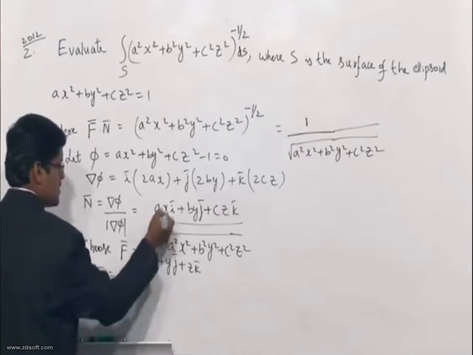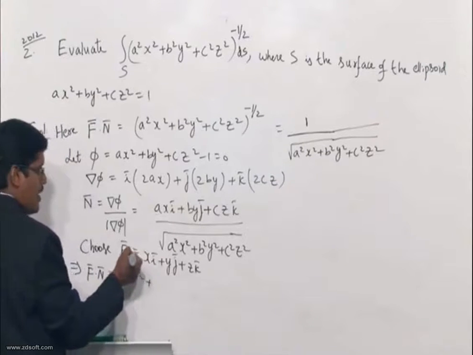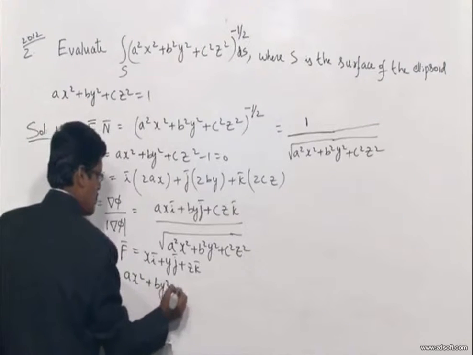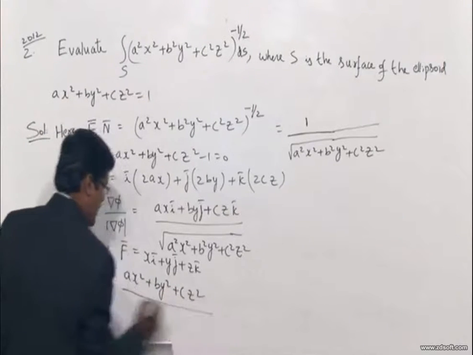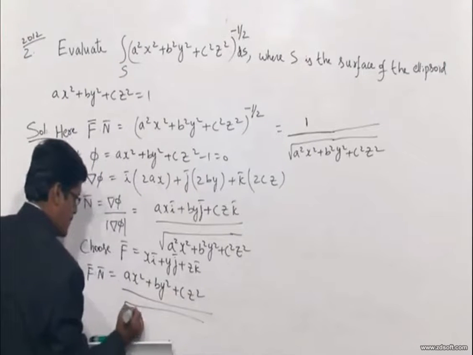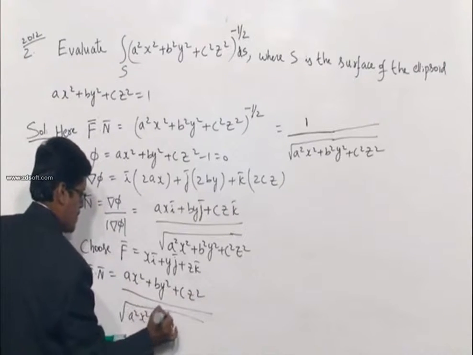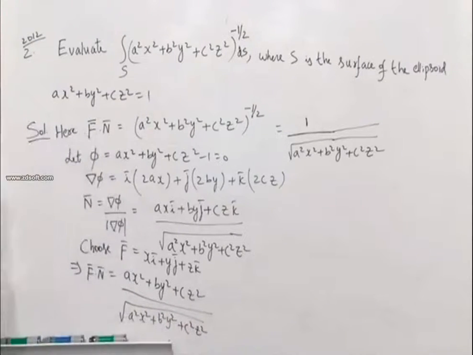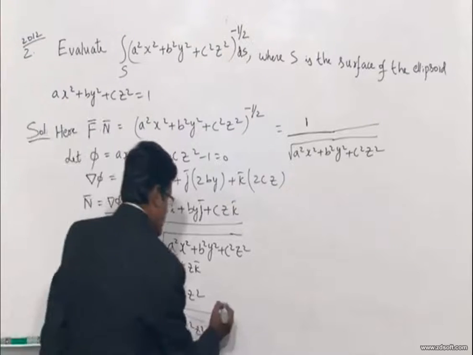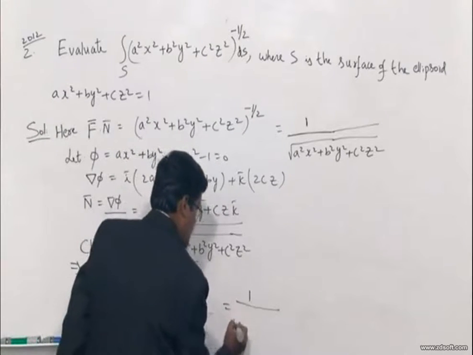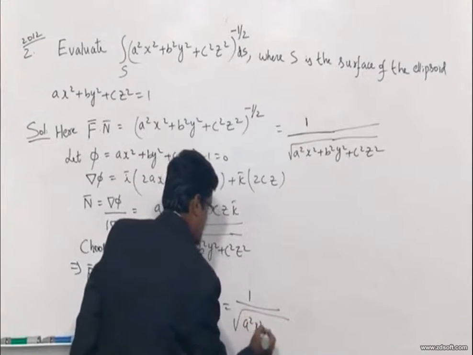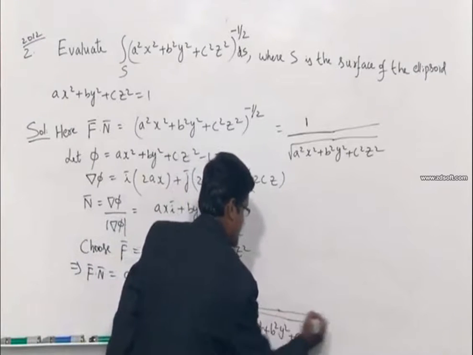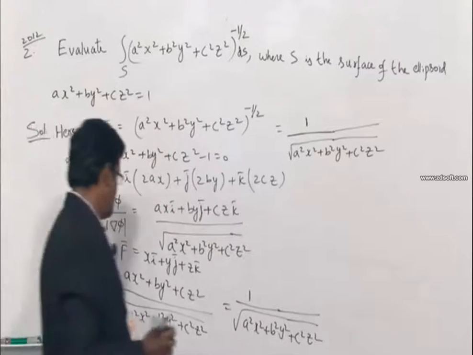a x square, that is this n bar dotted with the assumed vector, the chosen f bar, plus b y square plus c z square, divided by the square root of a square x square plus b square y square plus c square z square. The numerator is nothing but, from the surface equation, 1, over the root of a square x square plus b square y square plus c square z square.